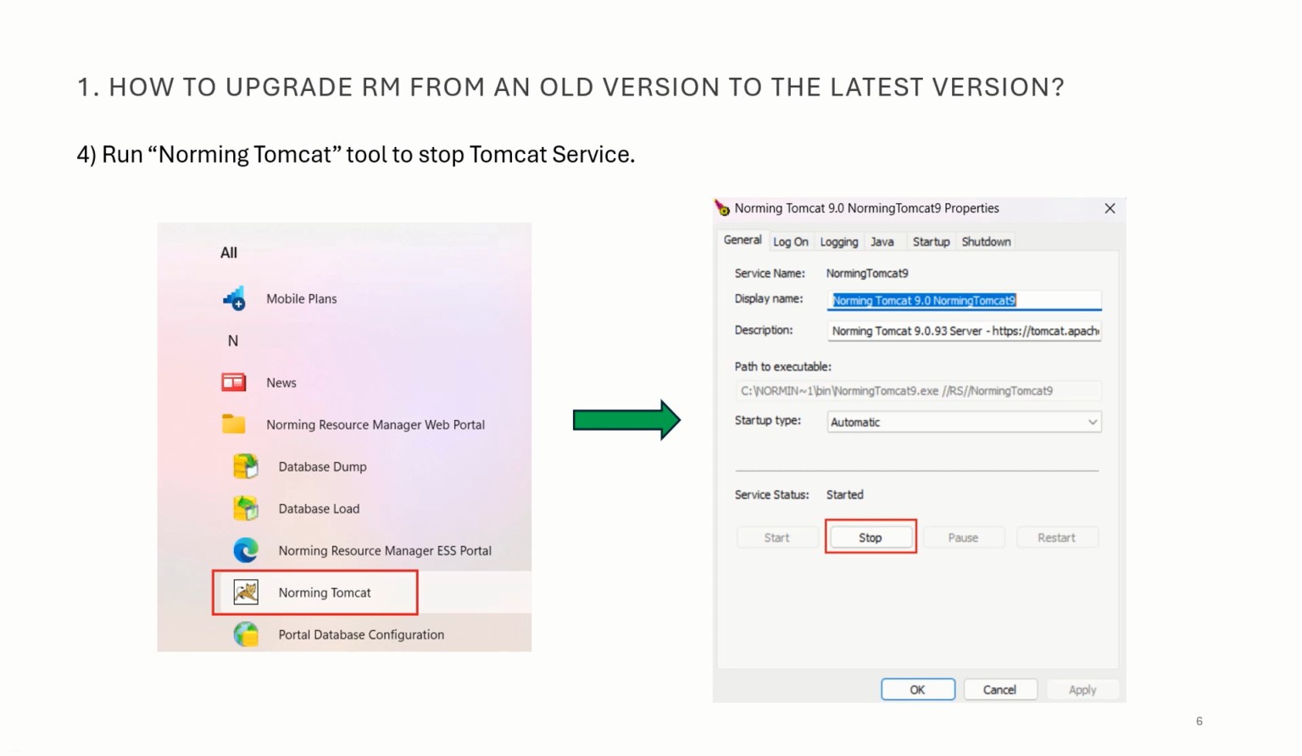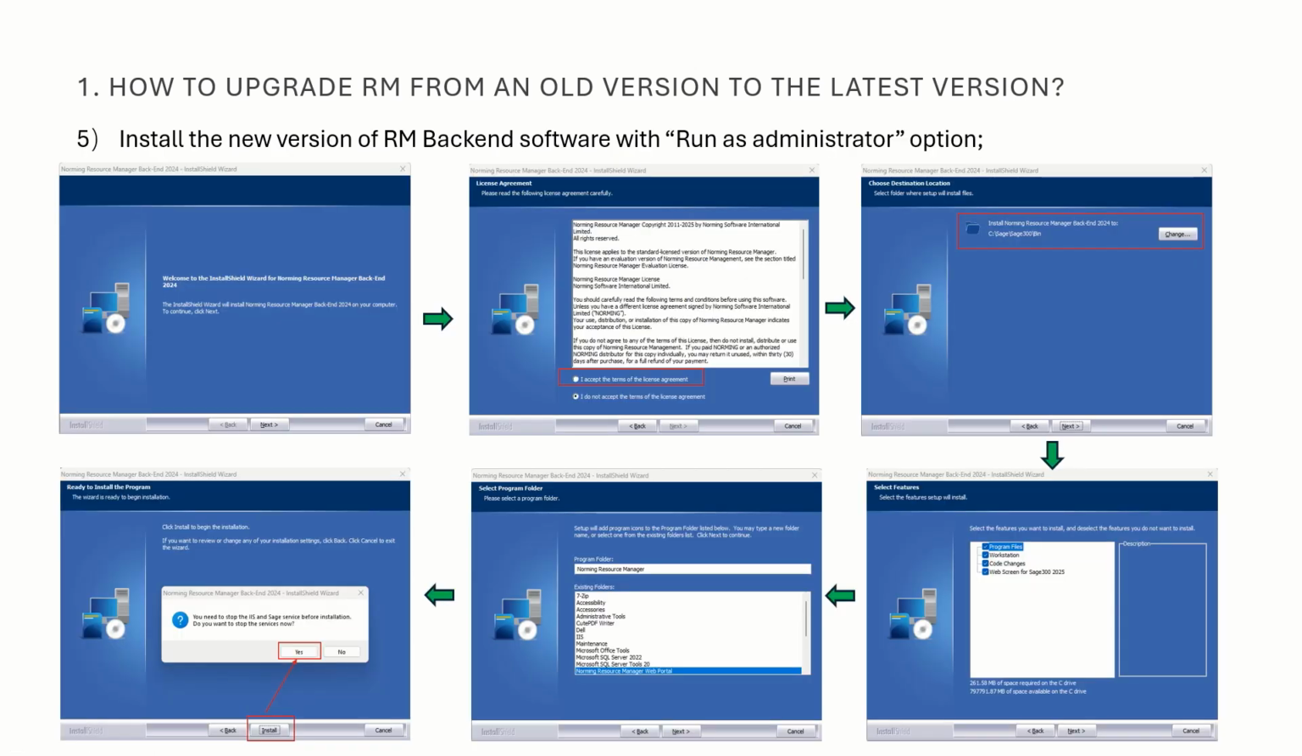Once we have done the above two preparation steps, we can stop the Tomcat service by running Normin Tomcat tools and pressing stop. Then we can start to install the RM backend software. The installation has to be done with administrator rights.